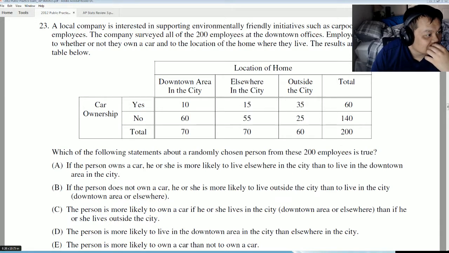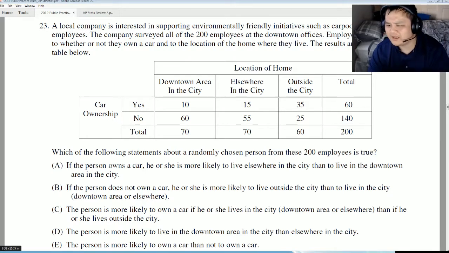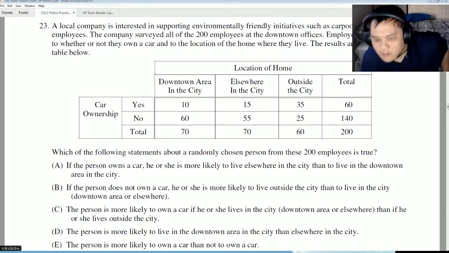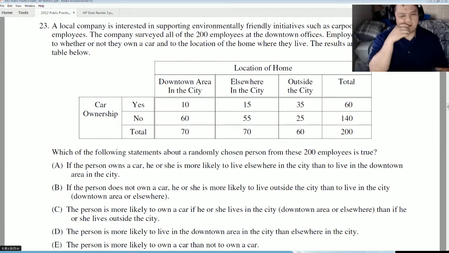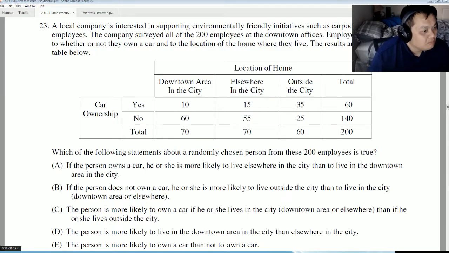A person is more likely to own a car than not own a car. False. It's not in the area. Elsewhere in the city. False. A person is more likely to own a car if they live in the city. Wait, why did you say A is false? No, I say C, D, E are false. Okay. If the person does not own a car, sure, it's more likely to. Does not own a car.